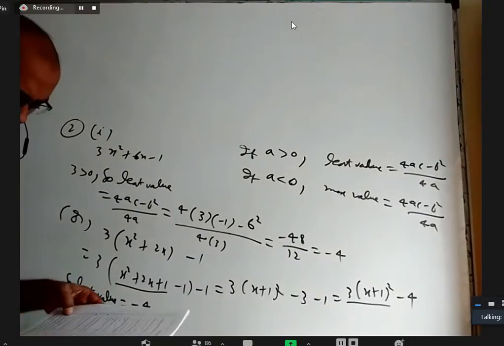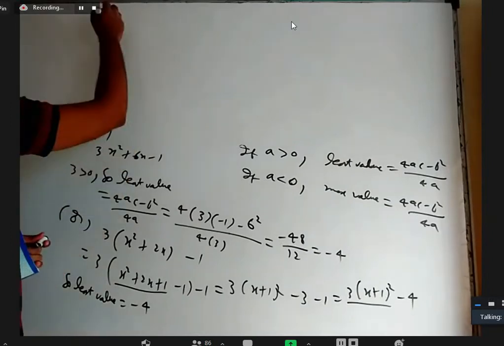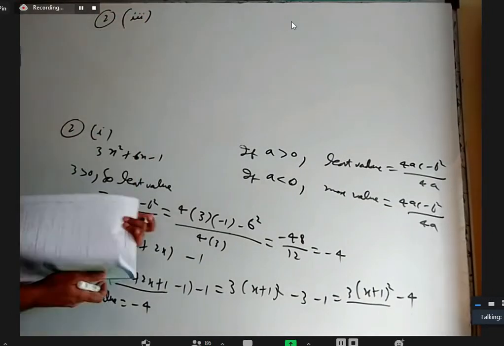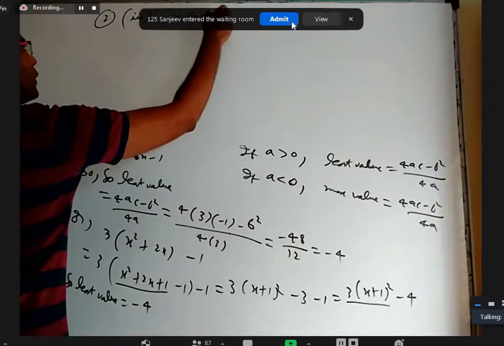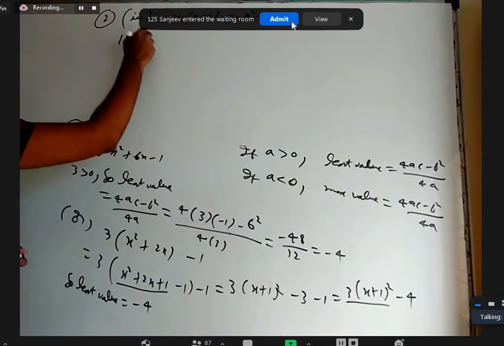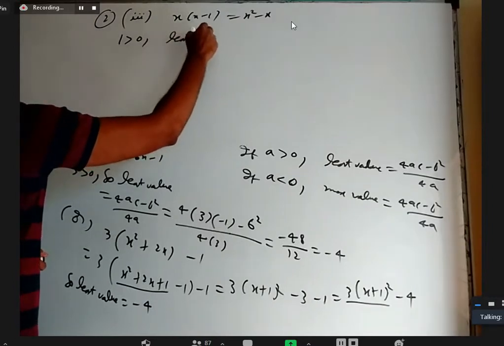Okay. Third one. Very simple. x into x minus 1, that's all, which is equal to x square minus x. Again, 1 is greater than 0, the leading coefficient, so only a least value will be there.